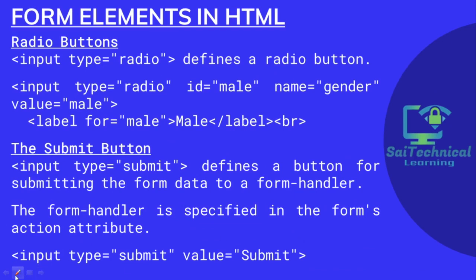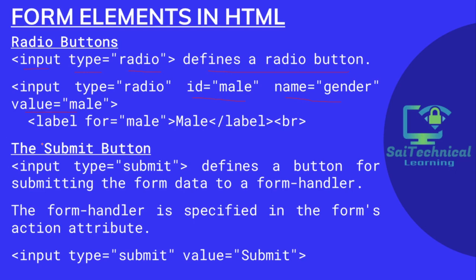Next one is radio buttons. For adding a radio button, we simply require input type equals to radio. It defines a radio button. Similarly, we can use the id for the radio as well as the name and the value for the radio button.